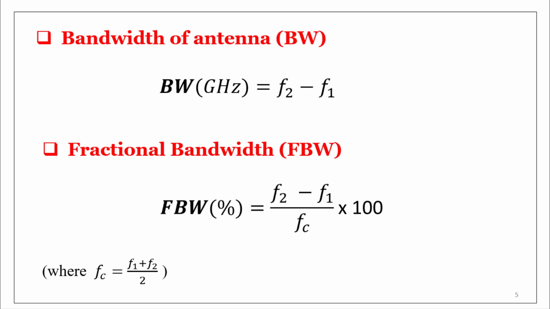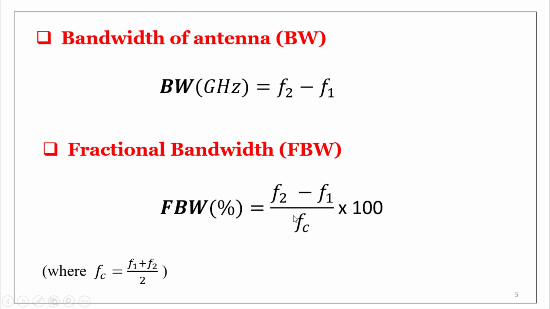In other examples we can talk about fractional bandwidth. Instead of the bandwidth of the antenna in gigahertz, we talk about fractional bandwidth in percent. To determine this parameter, we take f2 minus f1 divided by the center frequency, and multiply by 100 to find our fractional bandwidth in percent.